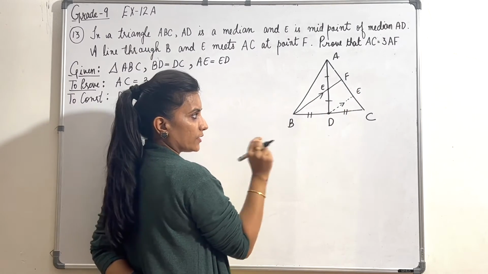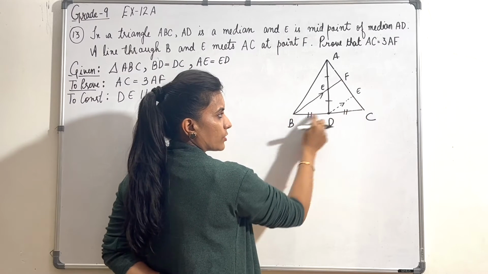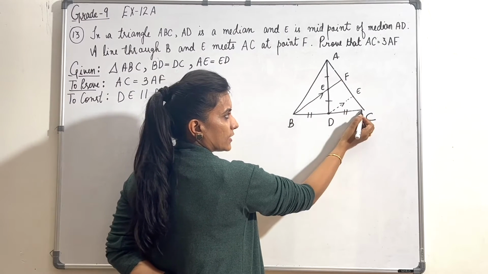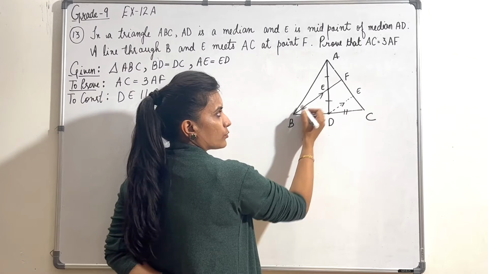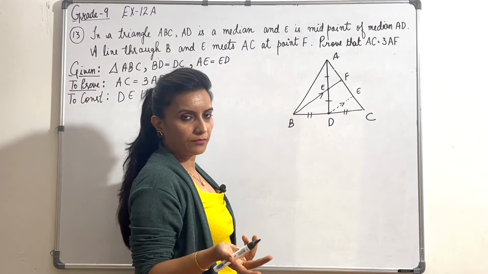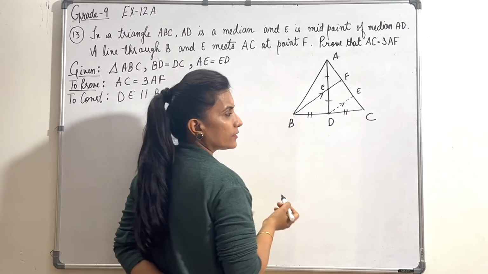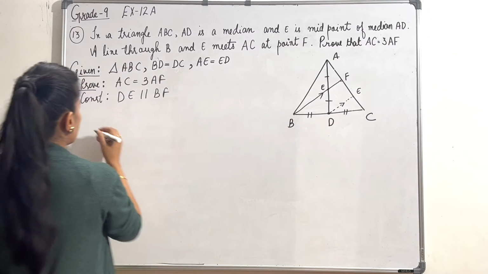So we can see that in triangle CBF, we can take this triangle. In this triangle, D is the midpoint of BC and DE is parallel to BF. So what can you conclude? From the converse of midpoint theorem, we can conclude that E is the midpoint of FC, right? Let's write this much first.